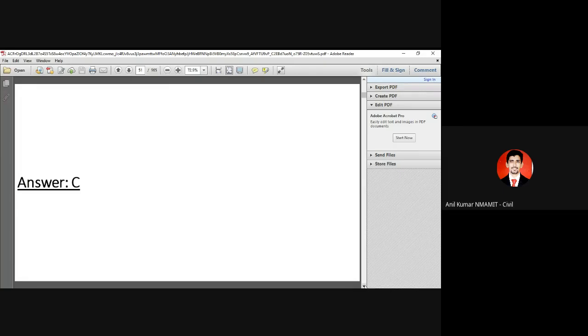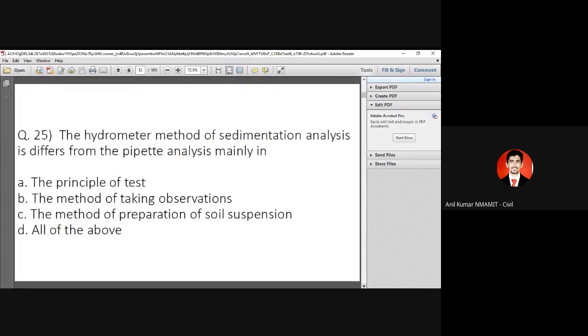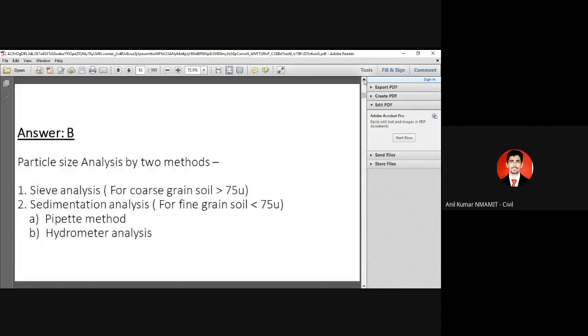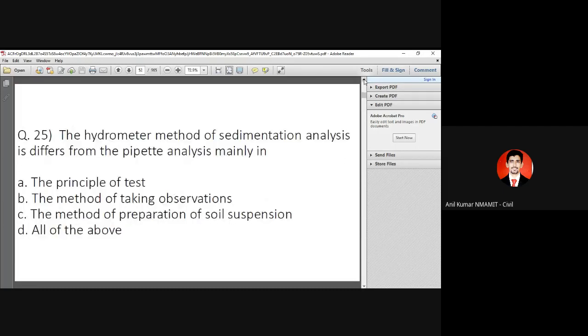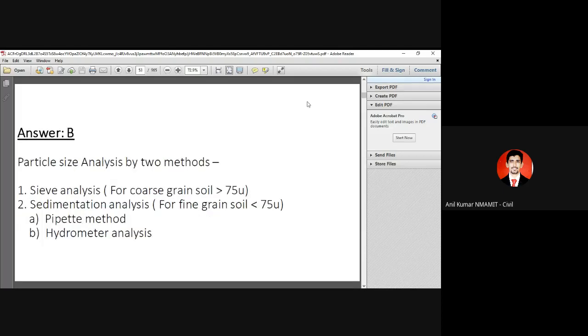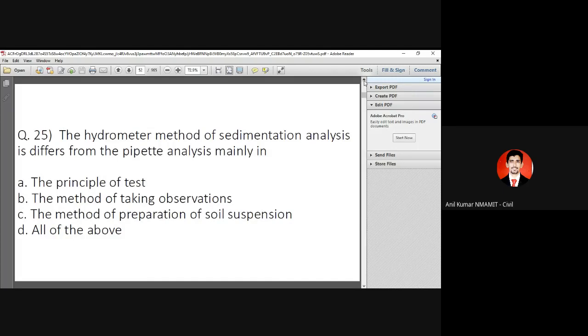Next one. The hydrometer method of sedimentation analysis differs from the pipette analysis mainly in the principle of the test, the method of taking observation, the method of preparation of soil suspension, or all the above. I have not told you that pipette analysis is not required actually. The answer for this is B. That means the method of taking observation.